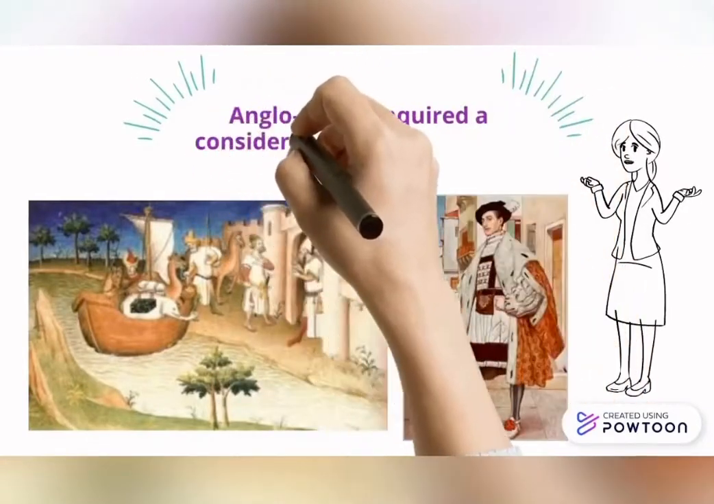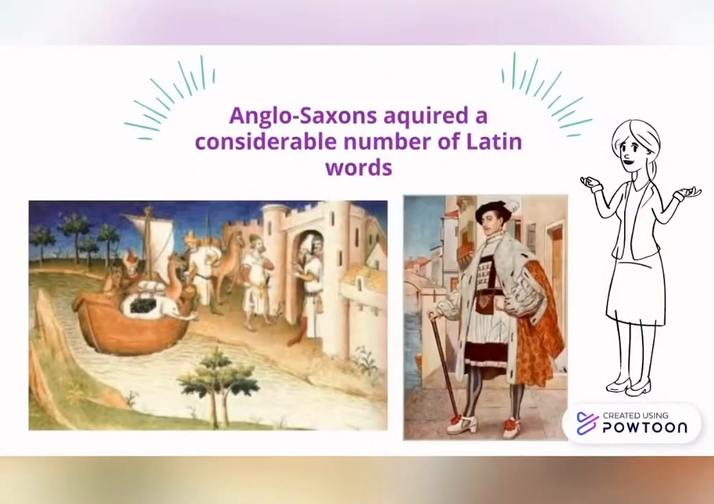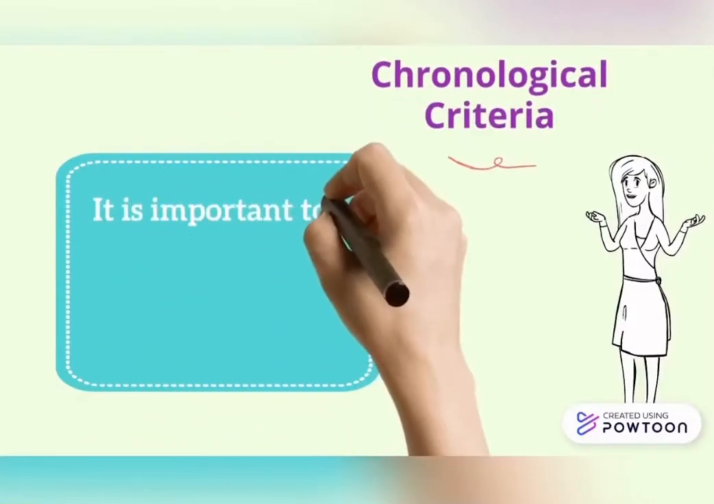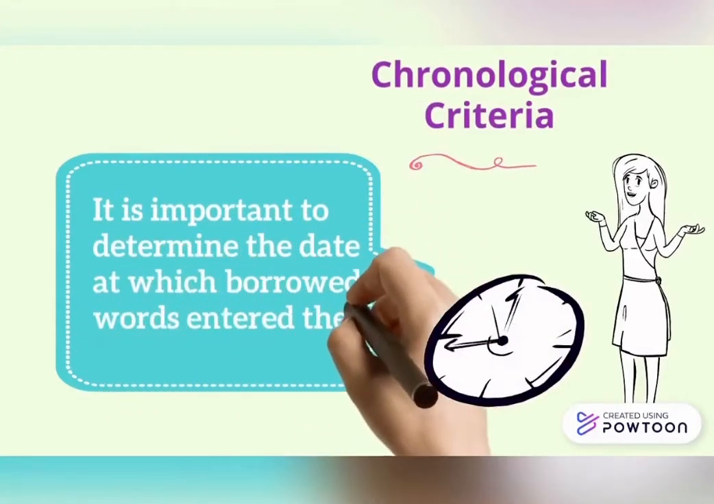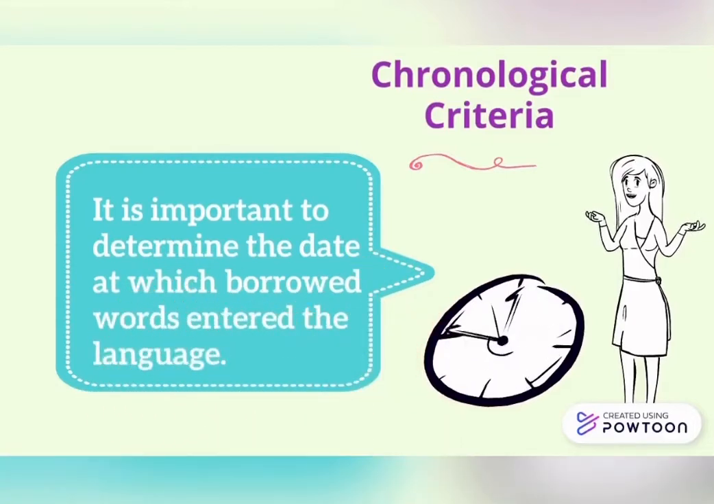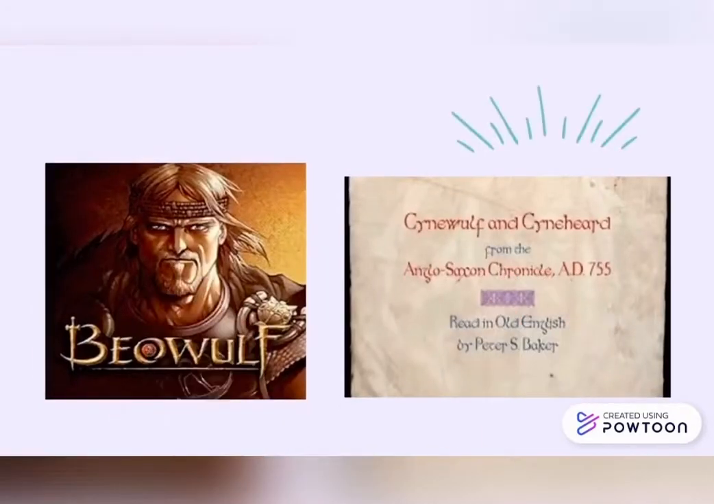For several hundred years, Anglo-Saxons had various relations with Romans, through which they acquired a considerable number of Latin words. It is difficult but necessary to determine as closely as possible the date at which each of the borrowed words entered the language. But in a large number of cases, it is possible to assign a word to a given period. Most obvious is the word's use in literature, as in Beowulf or the poems of Cynewulf.